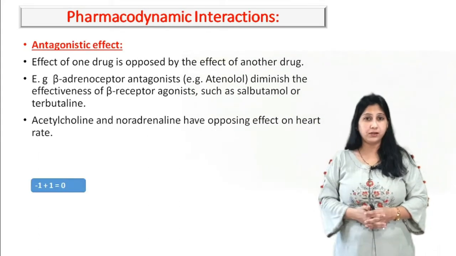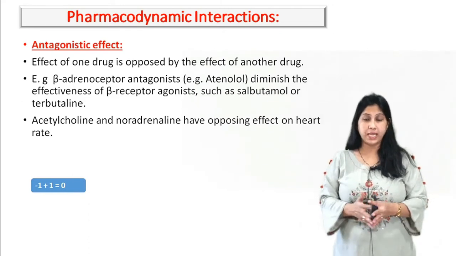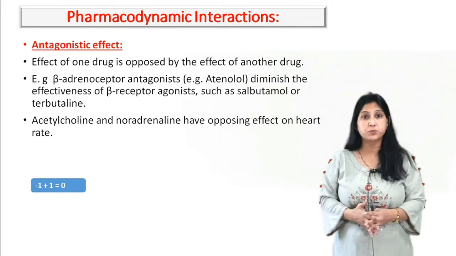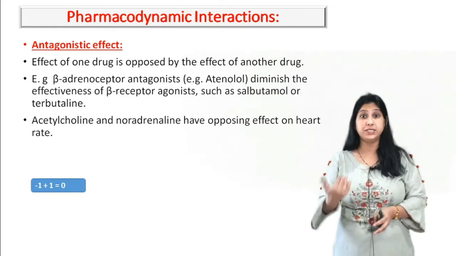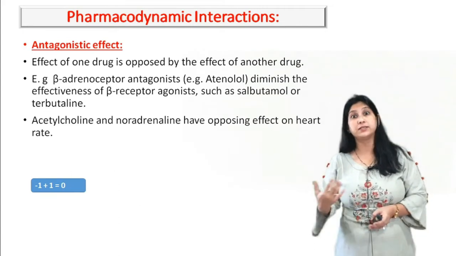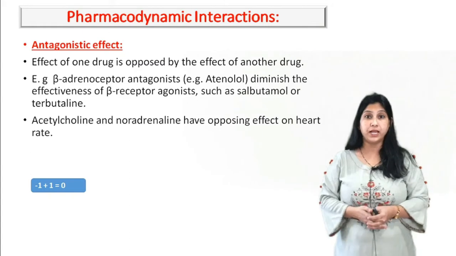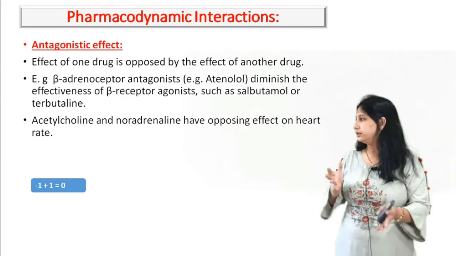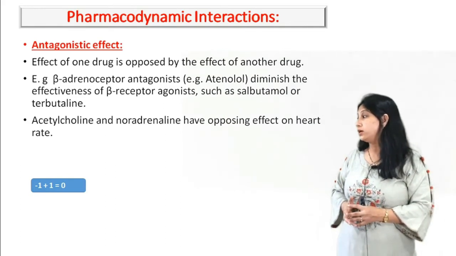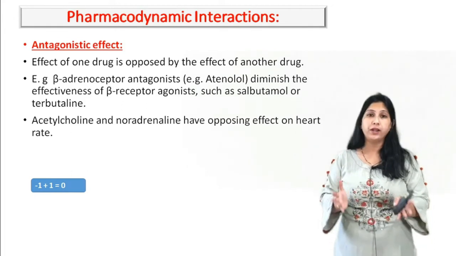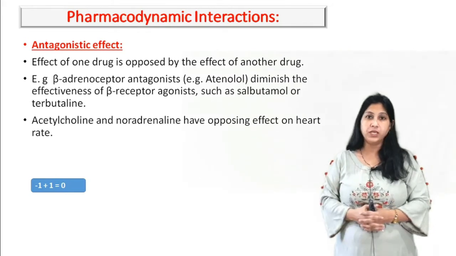Let's see about the antagonistic effect because of the pharmacodynamic interaction. In this case, the effect of one drug is opposed by the effect of another drug. If atenolol, which is a beta receptor antagonist, is taken with a beta receptor agonist like salbutamol, these two drugs will oppose the effect of each other. Another example is acetylcholine and noradrenaline, which have opposite effects on heart rate. Acetylcholine decreases heart rate, whereas noradrenaline increases heart rate. This kind of interaction results in no effect or a reduced effect of each other.